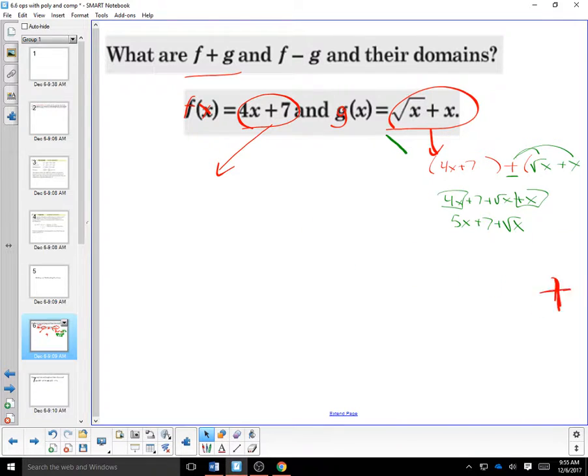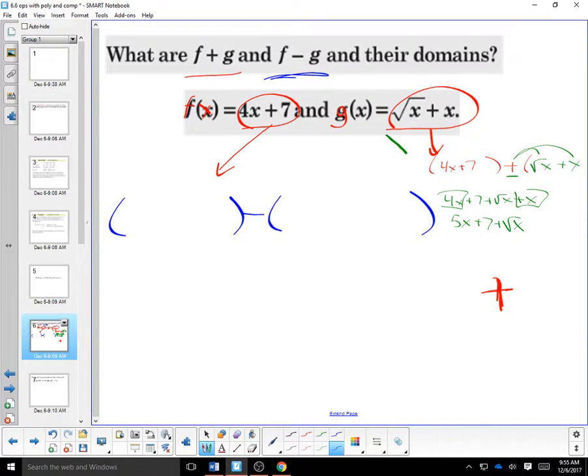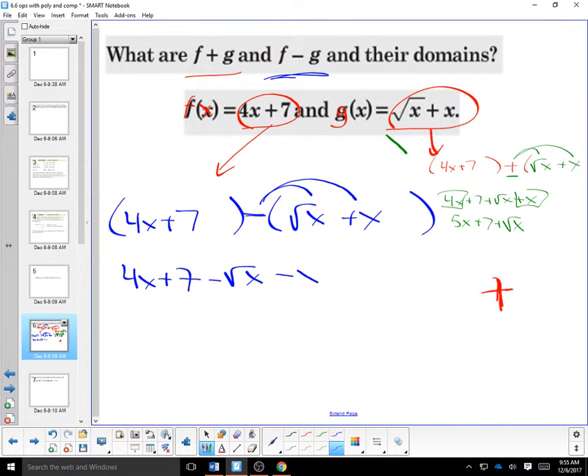All right, so there's the addition one. Let's do the subtraction one. Something minus something. What goes in my first block? We're doing the f minus g now. So what should go in there? The f function, which is 4x plus 7. Over on the other side, I have to put in the g function, which is square root of x plus x. Notice in this case, the subtraction does affect the right side. 4x plus 7 stays the same, but that becomes a negative radical x and a negative x.